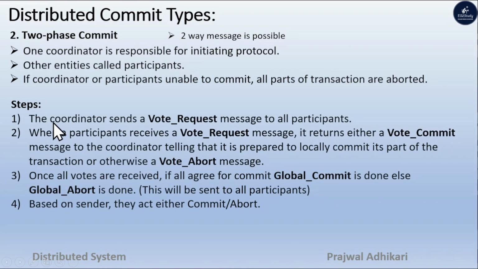At first, the coordinator sends a vote request message to all the participants in the system. When a participant receives a vote request message, it returns either a vote commit message to the coordinator, telling that it is prepared locally to commit its part of the transaction, or otherwise a vote abort message will be sent. Once all the votes are received, if all agree to commit, global commit is done, otherwise global abort is done, and this message will be sent to all the participants. Based on the message, they can act, either commit or abort.